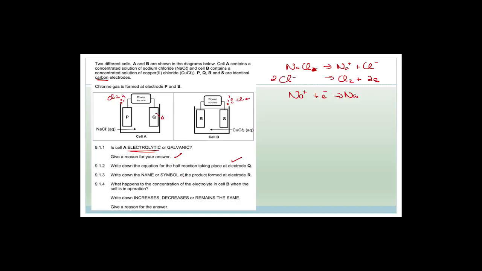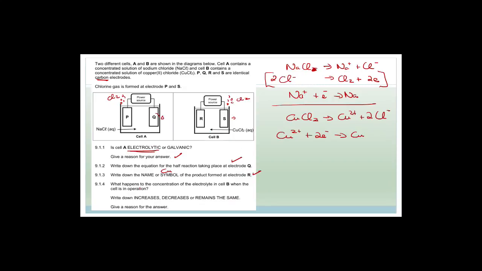Now it says, write down the name or symbol of the product formed at electrode R, okay? Well, let's think about this again. You've got copper chloride is broken up into Cu2+ plus 2 Cl minus. So again at R, we've got this happening. Okay, so what could be formed here is obviously copper. The Cu2+ is going to take the 2 electrons and form copper. So it says write down the name or symbol, it's Cu and the name is copper. That is the product that's been formed at R.